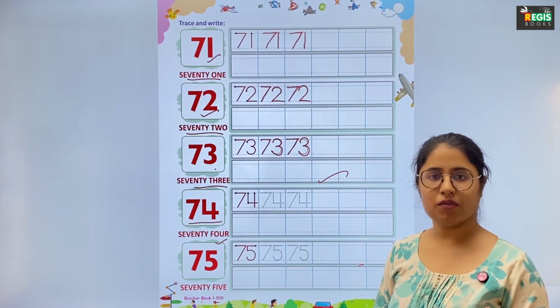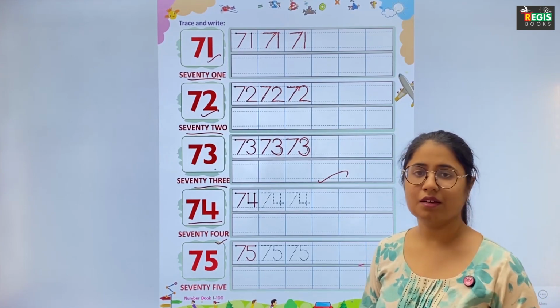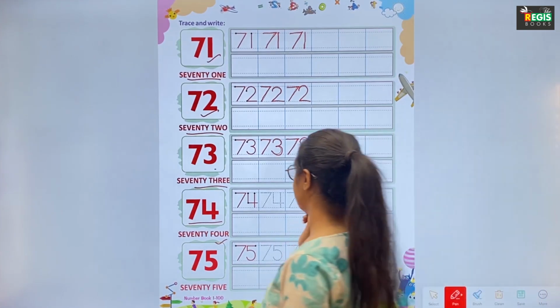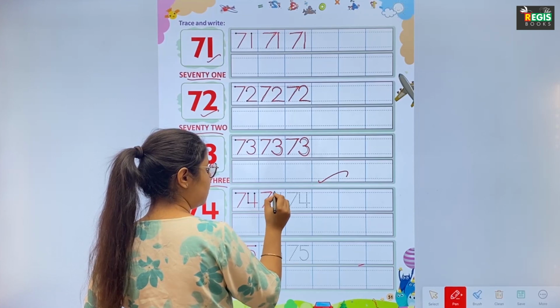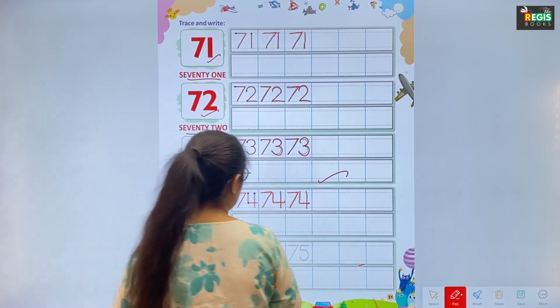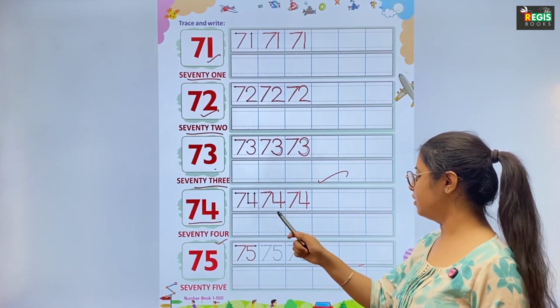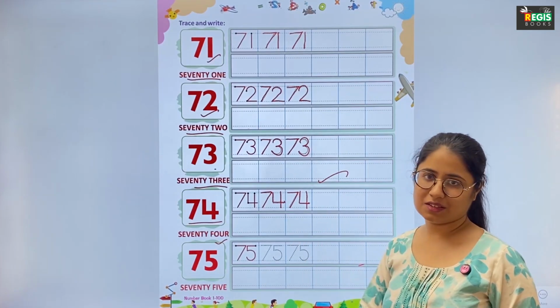Now the number is 74. We write the number 74 by writing 7 and 4 together. Let's trace with me. 7, 4, 74. And kids, now you will write the number 74 in the rest of the boxes to practice it.